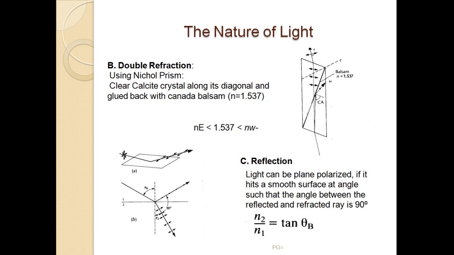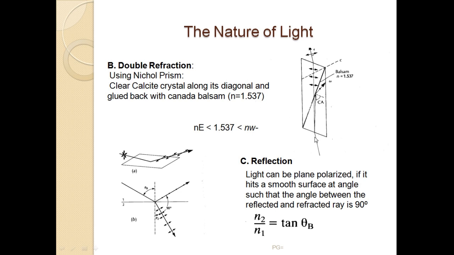Another method is double refraction, and this is the most widely used method for optical mineralogy. Double refraction is a property of anisotropic materials. When light enters an anisotropic material, it splits into two rays, and we use the principle of the Nicol prism to polarize light using double refraction. A Nicol prism is a clear calcite crystal which is cut along its diagonal and glued back using balsam. Balsam has a refractive index of 1.537.